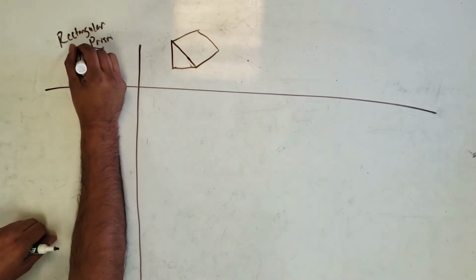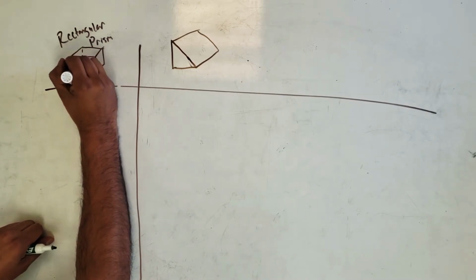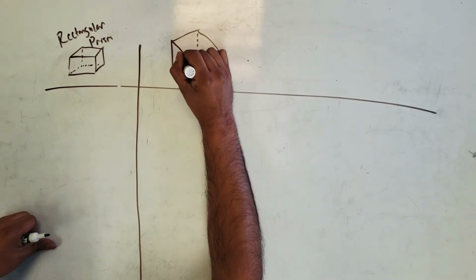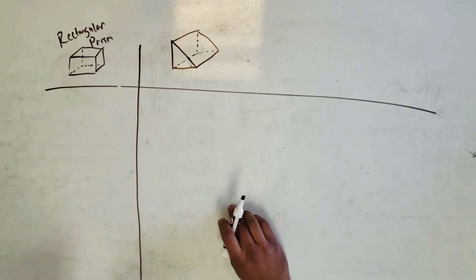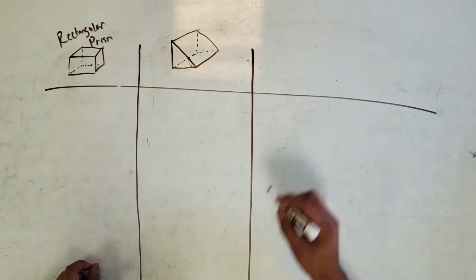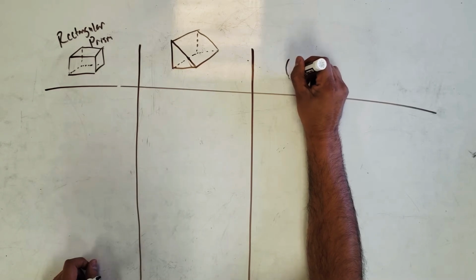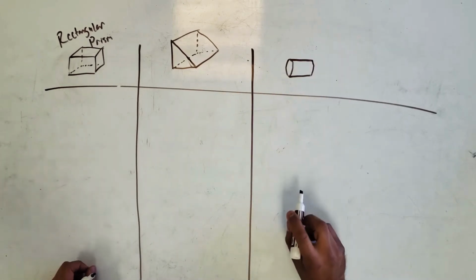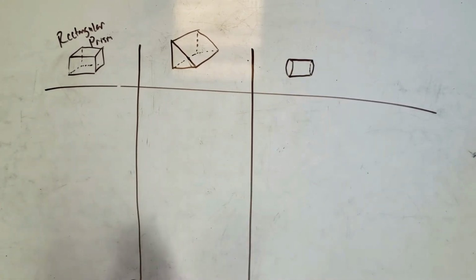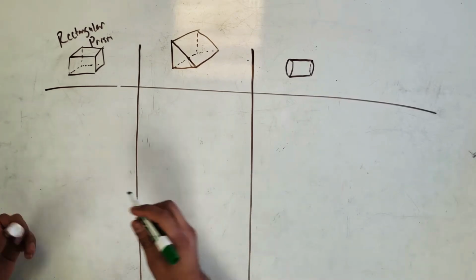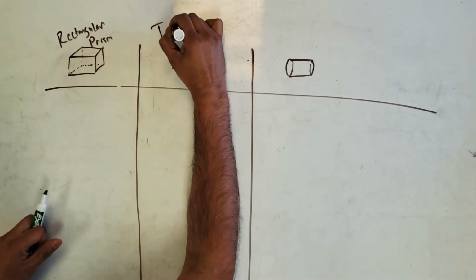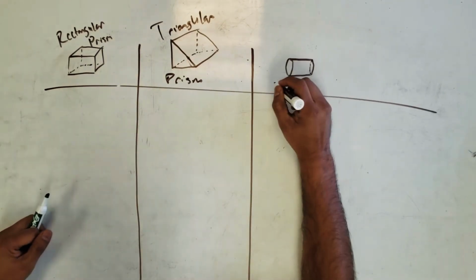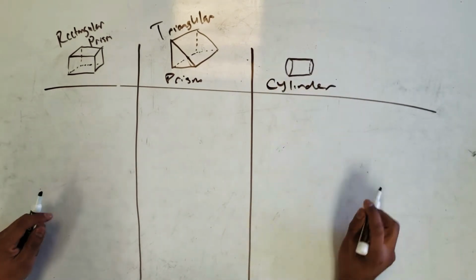And let's make them three-dimensional. And if you can't draw these, don't cry, just try. Alright, so there's a triangular prism. And then we're going to do a cylinder. And I'm going to put it laying down. And a cylinder.